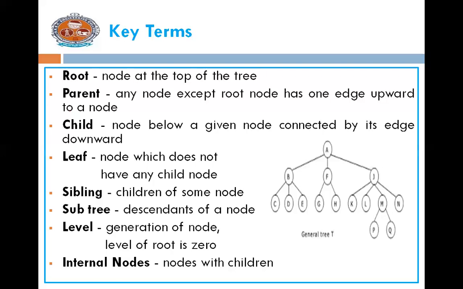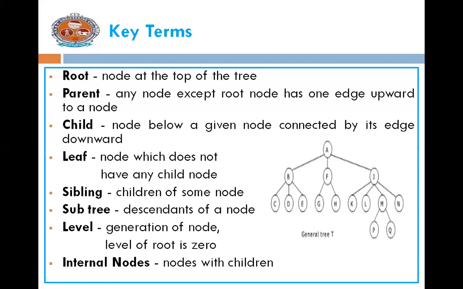That is the level. In this example, if you consider the level of A as 0, then B, F, J are at level 1, and C, D, E, G, H are all at level 2, and P, Q are at level 3. That is what is meant by level.